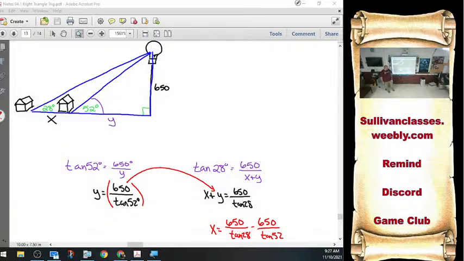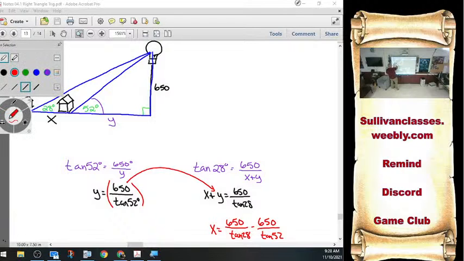Okay. So I can use this to find x, right? I'm not going to find y this way, but if I use it to find x, I can find y pretty quick.